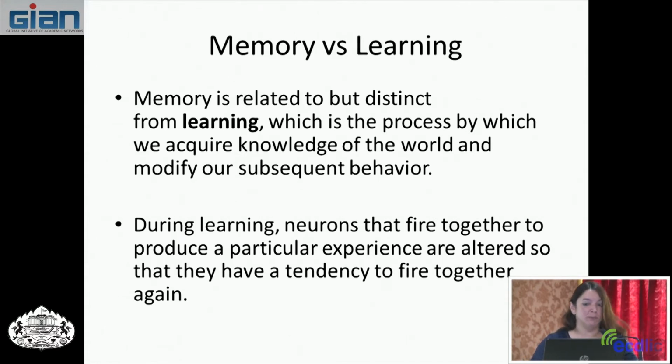So what's the difference between memory and learning? While memory is related to but distinct from learning, learning is a process by which we acquire knowledge of the world and modify our subsequent behavior based on this knowledge. And during learning, it's thought that neurons that fire together, or that work together to produce a particular experience, are altered so they have a tendency to fire together again. So to put this in other words, if there are neurons that fire together due to a process that you're learning, you'll strengthen this connection between these neurons as you learn, and then this information is thought to be reinforced by that stronger development of these networks in the brain.